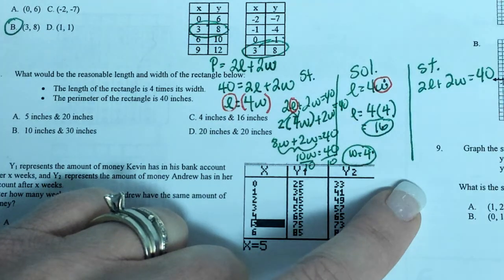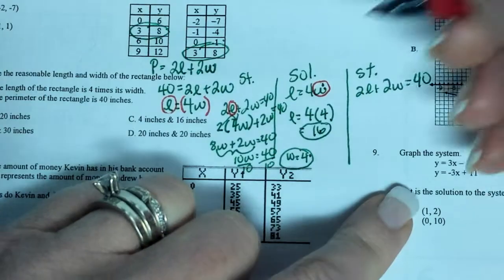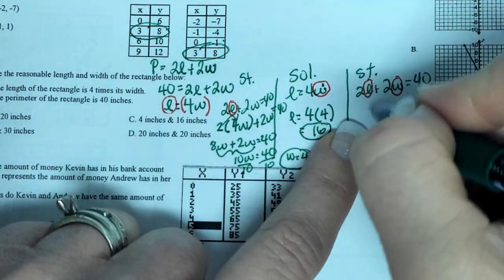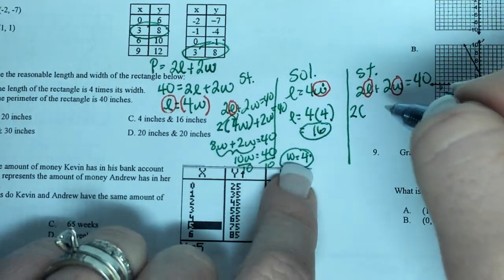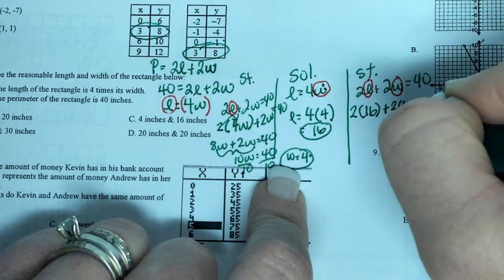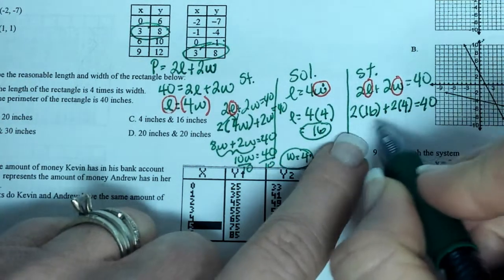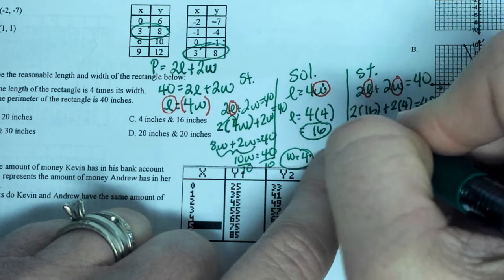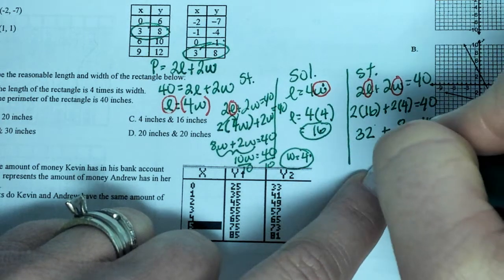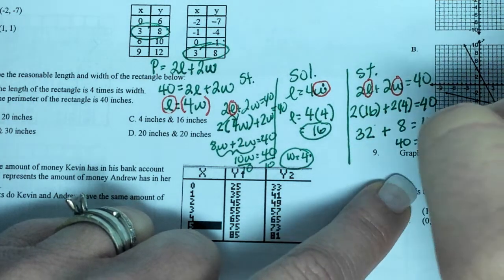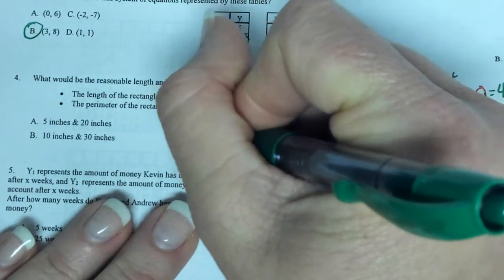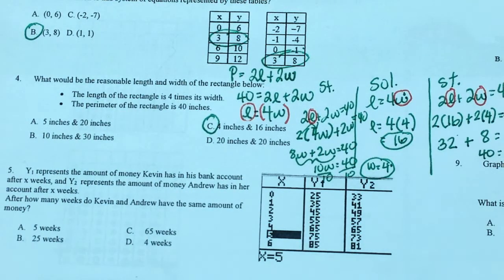So now I want to check my values. So now this time over here I'm going to replace both the L with its value and W with its value to see if it comes out correctly. So that means I would have 2 times, my L value is 16, plus 2 times my W, which is 4, equals 40. So 2 times 16 gives me 32, plus 2 times 4 gives me 8, and 32 plus 8 equals 40. That checks out, so that means my solution is 4 and 16, so it would be C.